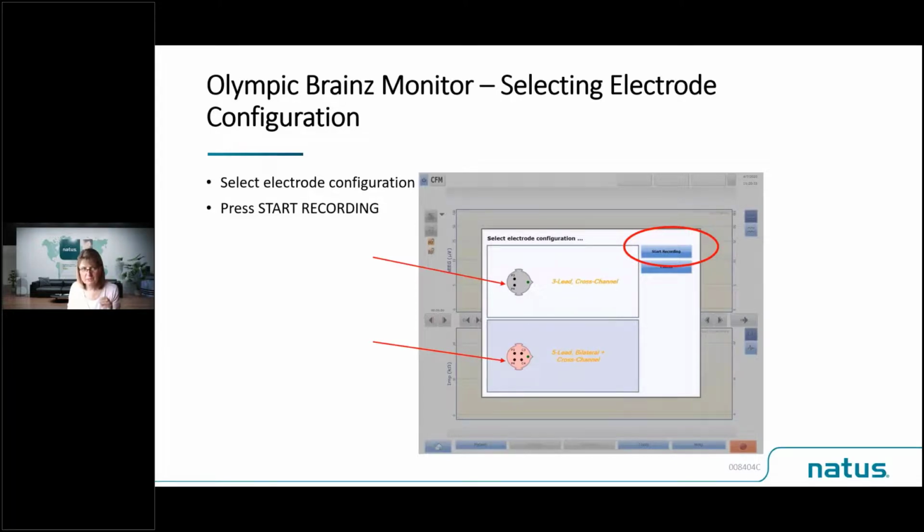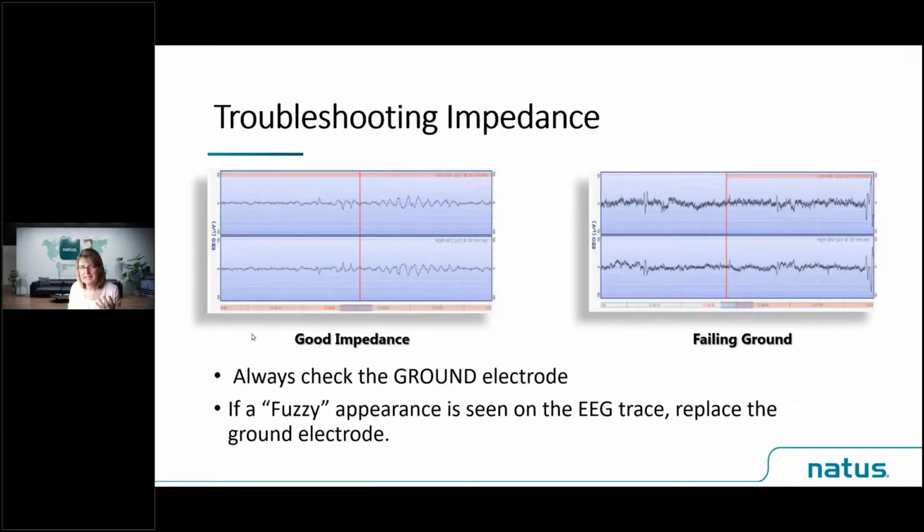Now, again, just want to mention troubleshooting impedance, and I want to talk about the ground or reference electrode again. So when we think about impedance troubleshooting, one thing that we commonly overlook is the failure of that ground electrode, the hydrogel ground electrode. And a failing ground will present high impedance in the active electrodes, even when they're still good, they're still intact and receiving a good signal.